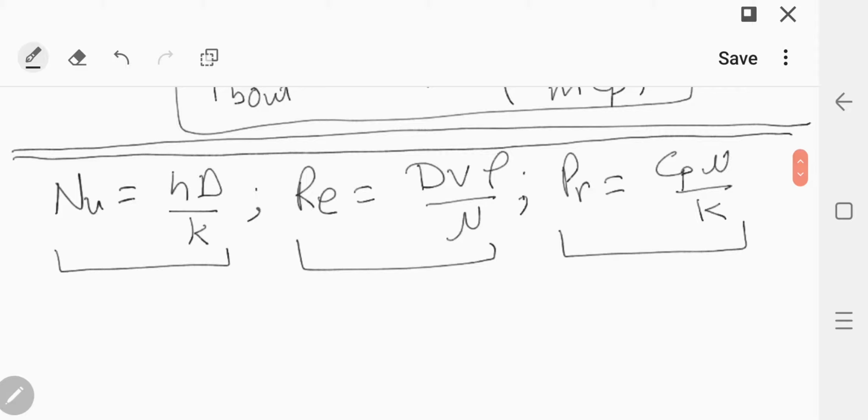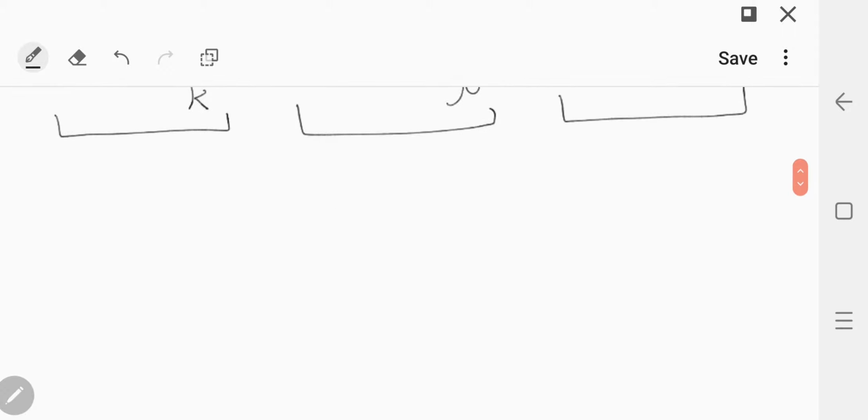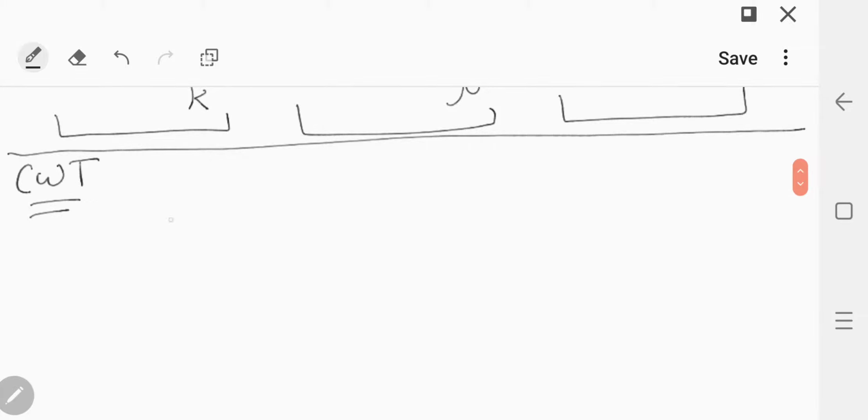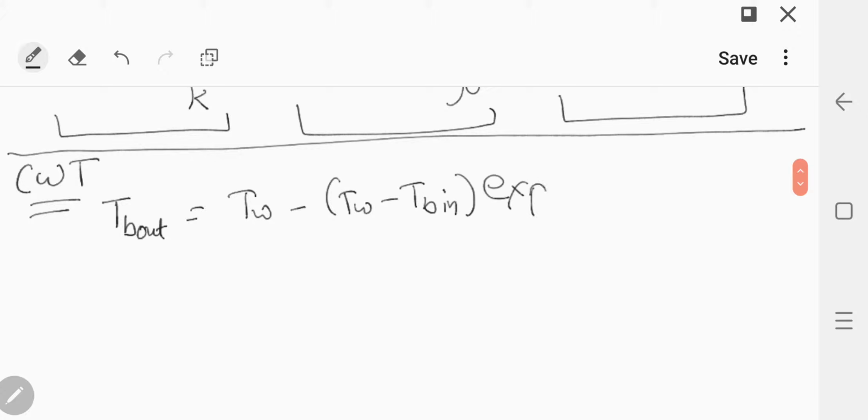So let's first start with constant wall temperature. We said that at constant wall temperature, the temperature profile over the entire length was represented as Tb out as Tw minus, I'm actually rewriting the same expression, over m dot Cp.